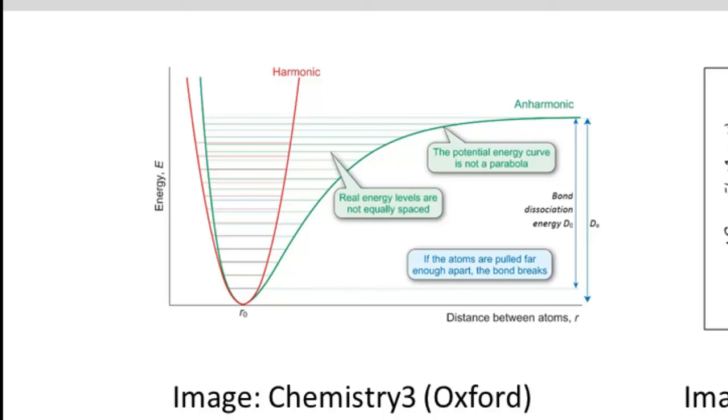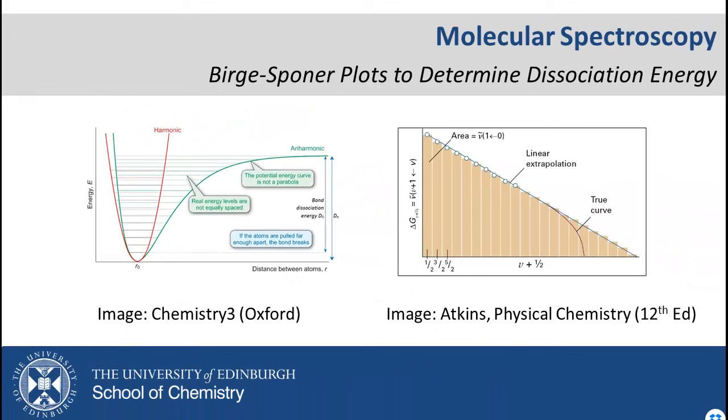A Birge Sponer plot allows us to use spectroscopic data that we can measure, for example, the early vibrational transitions. By extrapolating until this energy gap is zero, which is the point of dissociation, we can estimate the remaining transitions that we may not be able to measure experimentally.